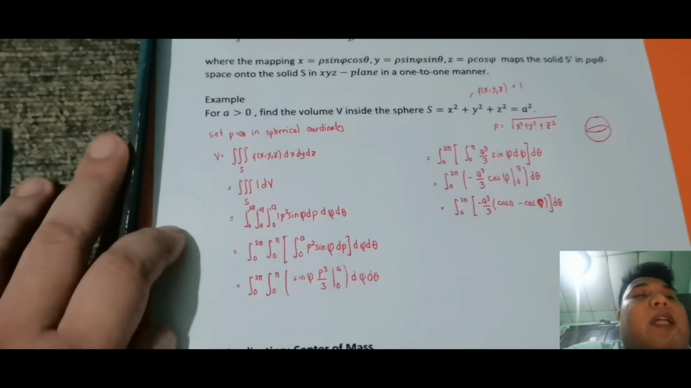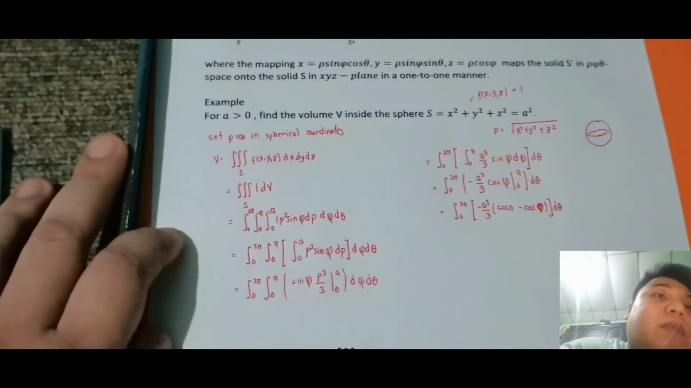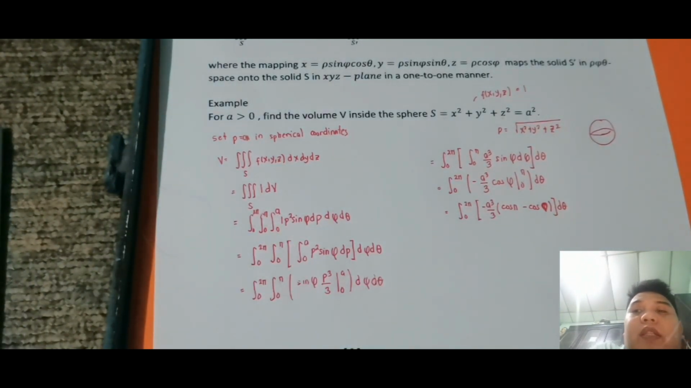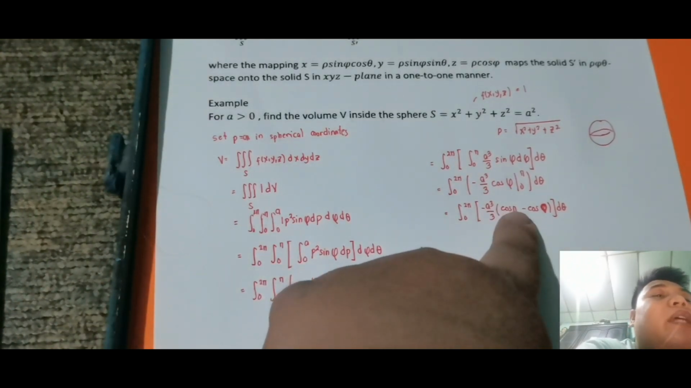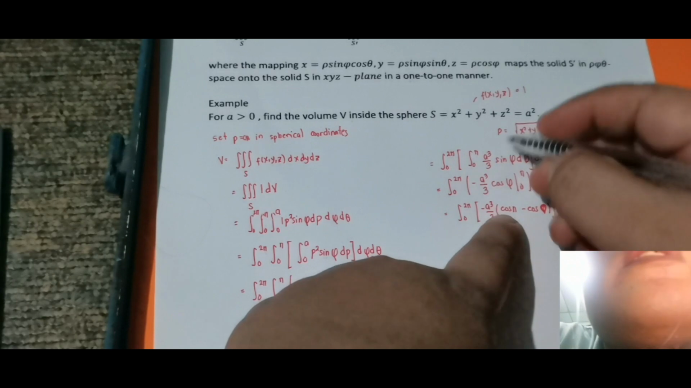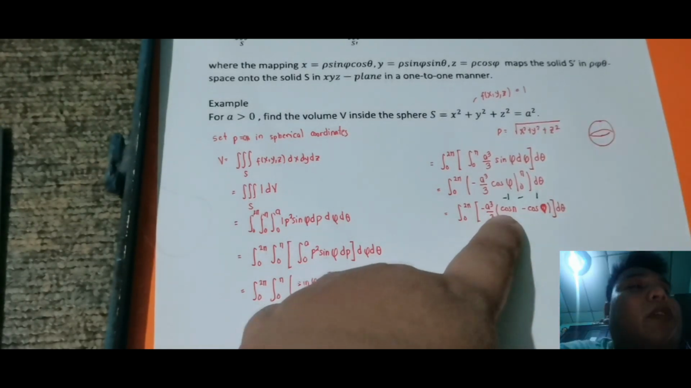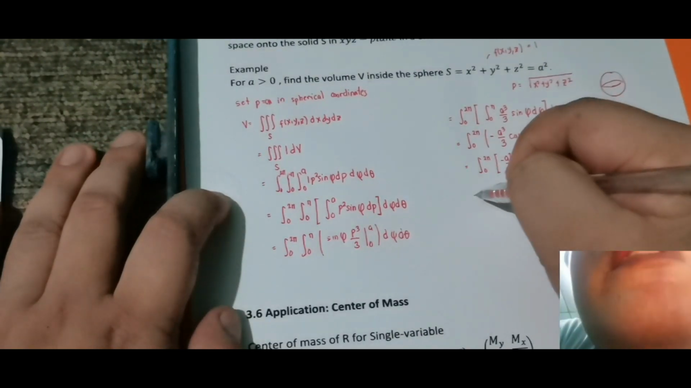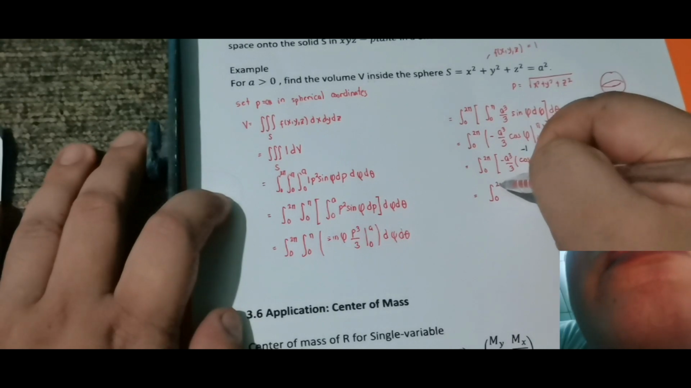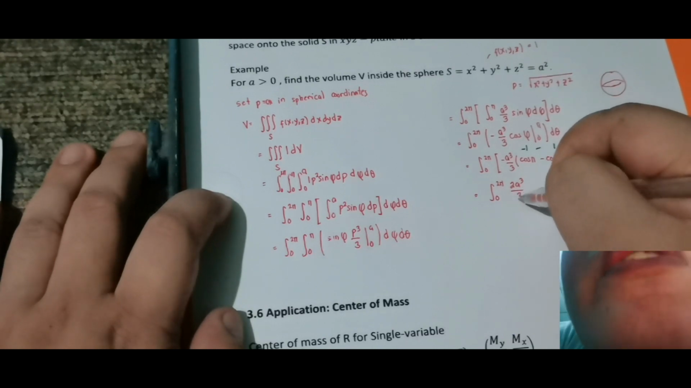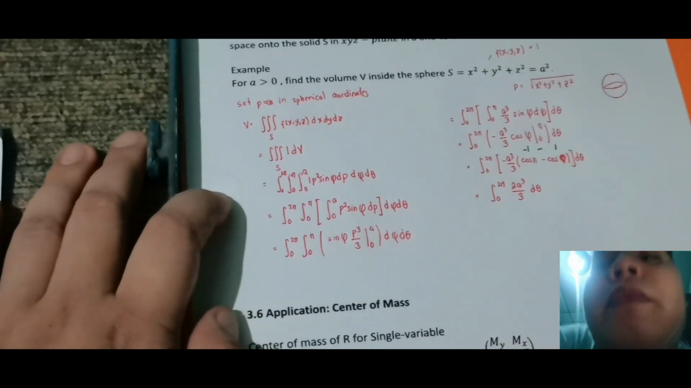So, cosine pi is just negative 1. Tama? Cosine 0 is just 1. Tama ba? Yes, 1. So, this is negative 1 minus 1, which is negative 2. Negative 2 times negative, that is positive 2. So, this is just equal sa integral from 0 to 2 pi ng positive na lang, this is 2 a cube over 3. Then, this is just d theta.